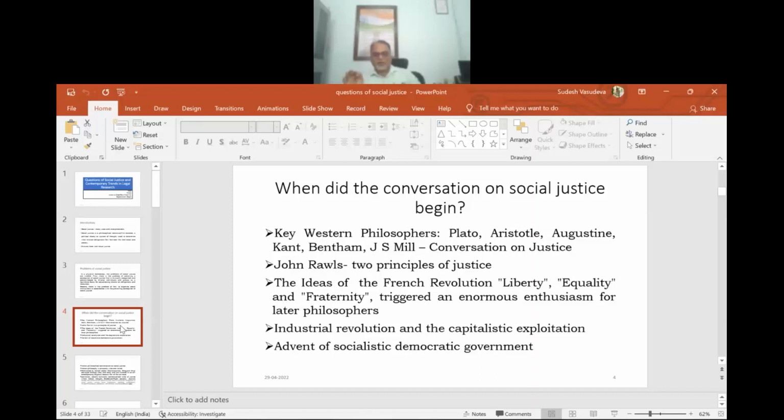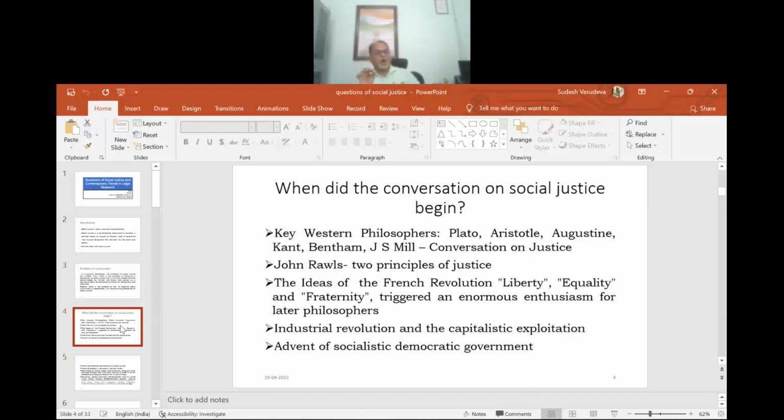The second principle of justice, or social justice within brackets we can put, was that social and economic inequalities are to be arranged so that they are both to the greatest benefit of the least advantaged, consistent with the just savings principle. The second part of the second principle is that these inequalities are to be attached to the offices and positions open to all under conditions of fair equality of opportunity.